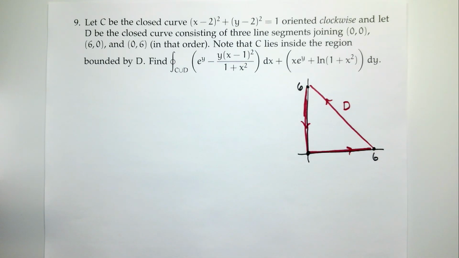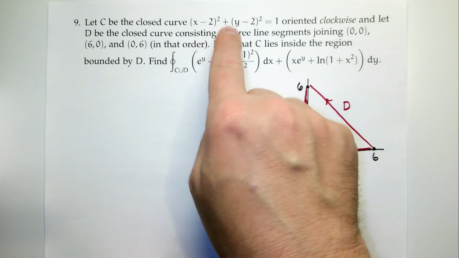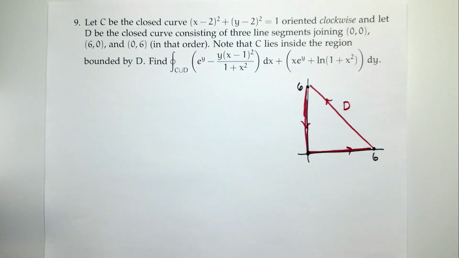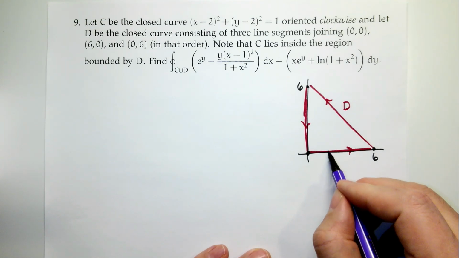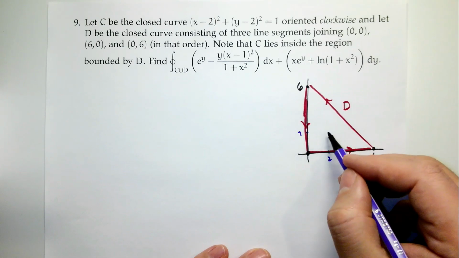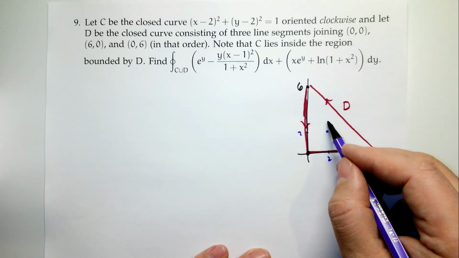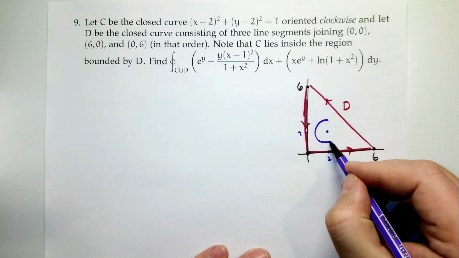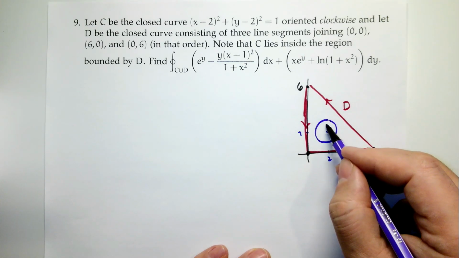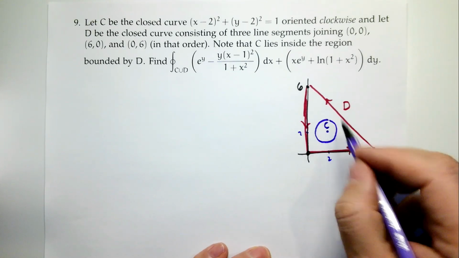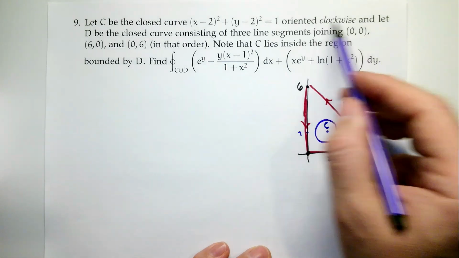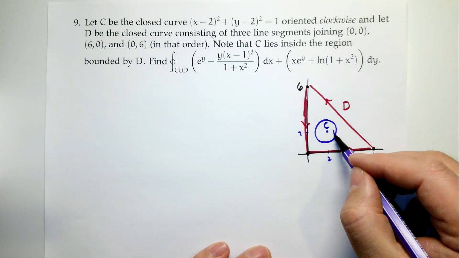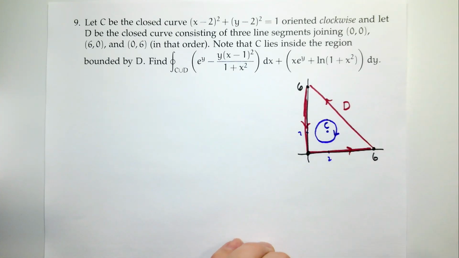Now, where is C at? Well, C is a circle because we recognize it: (x minus h) squared plus (y minus k) squared equals 1. And it's centered at (2, 2). So 2 is roughly here and here, and it has radius 1. And so it's not going to go out very far. So C is completely on the inside of D. There's no intersection, no overlap. Now this curve, we've got to be careful because it's oriented clockwise, so it goes in the direction of a clock. All right, there you go. That's C.